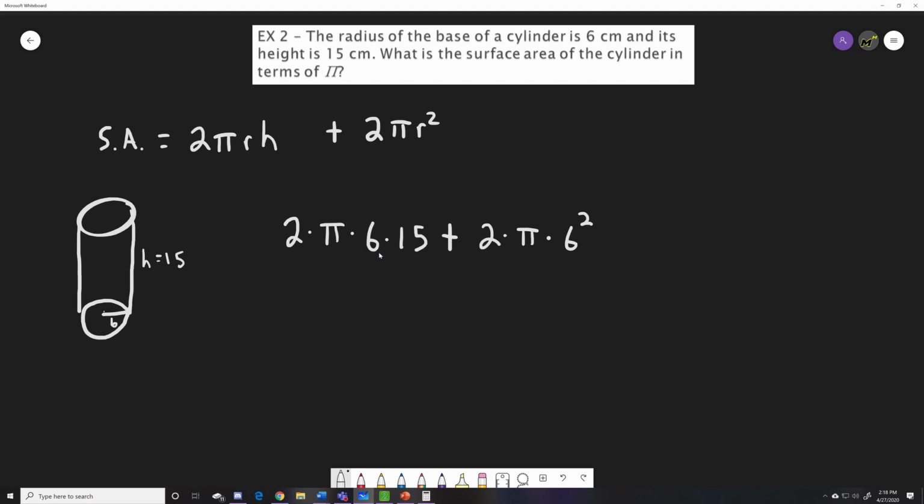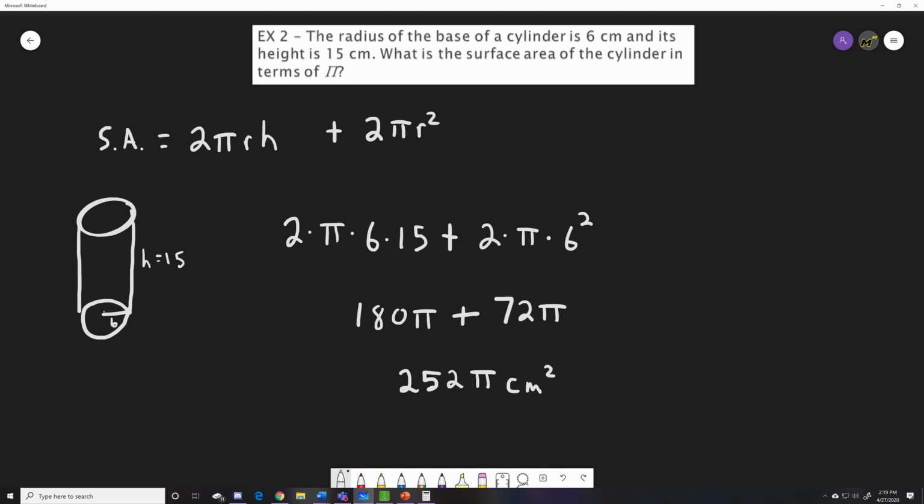So let's see, we have 36 times 2, which would be 72 pi on the right side. And then 2 times 6 is 12, 12 times 15 is 180. So that'd be 180 pi. Since they're saying leave it in terms of pi, you don't have to multiply the pi, you can just leave it in symbol form and add your 72 and your 180 together, and you're going to get 252 pi. And then you would also add on your label, centimeters squared.